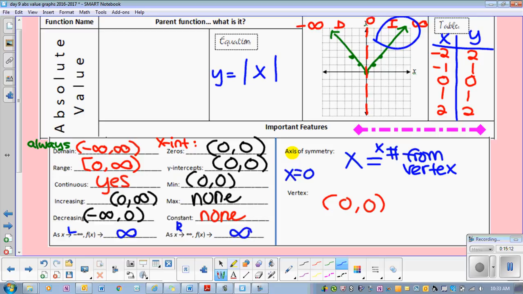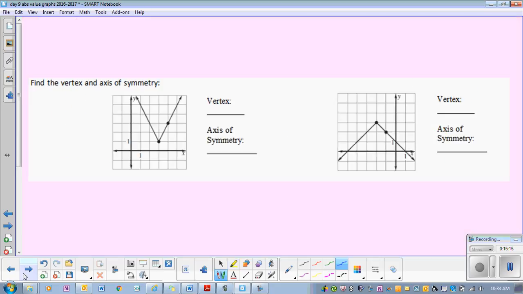All right. Let's try some more. You have a couple problems on the bottom there. Let's find the vertex and the axis of symmetry. What's the vertex here? 3, 1. Good. To the right 3, up 1. So what is the axis of symmetry? x equals 3. Thank you. I'm going to be super picky about that, guys. I'm sorry, warning you right now.